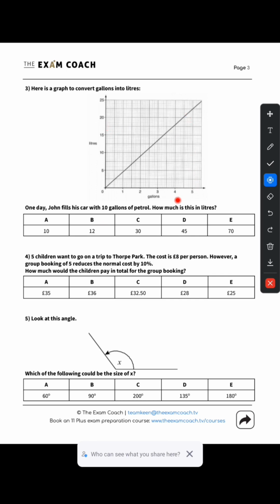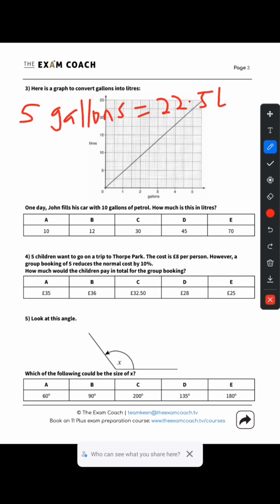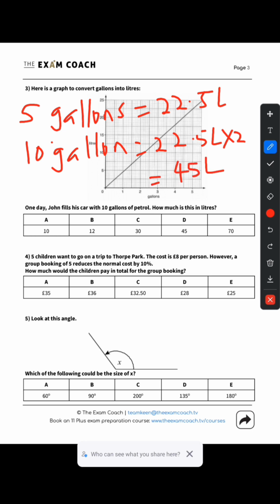The question says 10 gallons, so if we know what 5 gallons is, you can multiply it by 2 because 5 times 2 is 10. So 5 gallons will give us a number between 20 and 25. So that's 22.5. 5 gallons equals 22.5 liters. So that means 10 gallons, which is times 2 of 5 gallons, will be 22.5 liters times 2, which is 45 liters. And that's our answer for that.